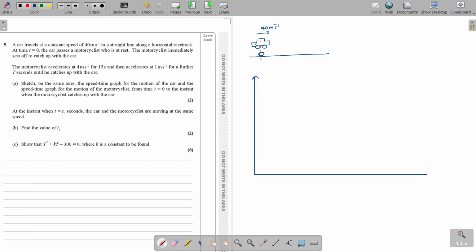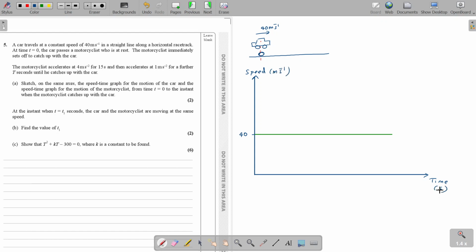So, speed and time. Speed in meters per second and time in seconds. Okay, so they say here a car travels at a constant speed of 40, which means for the car you can draw a direct straight line, right? Just draw this horizontal line. Are you with me? And this is how much? This is 40 meters per second. Speed in meters per second.